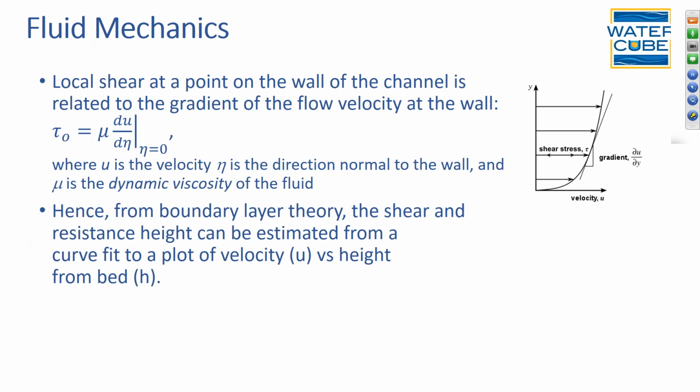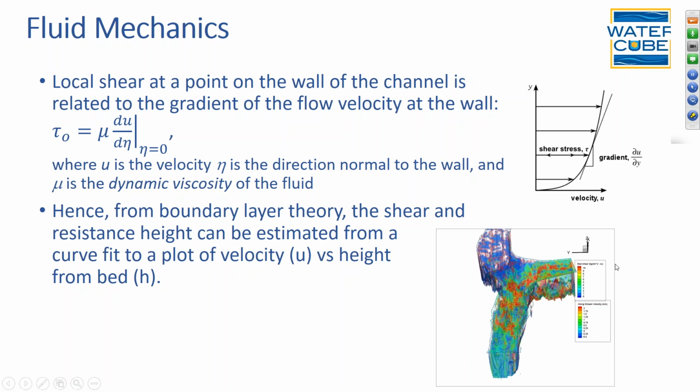But if we go to a more fluid mechanics perspective, the shear at any point, this messy equation here, basically says at any point the shear on the bed is proportional to the velocity gradient, how fast the velocity is changing as I move away from the bed. So if now I have data giving me velocity profiles at points throughout my reach or my cross-section, I can calculate this velocity gradient and hence calculate the shear stress throughout my reach.